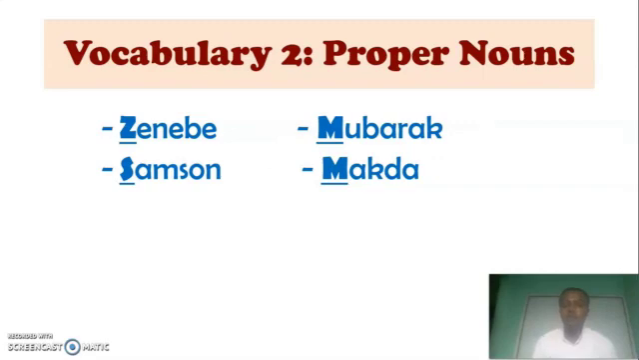The second part is about pronouns and proper nouns. Proper nouns are one type of noun. Proper nouns are basically names of people, materials, or any kind of place. What makes them unique is that when we write them, the first letter is always written with a capital letter. We are going to see these words in the dialogue that I'm going to show you later. So Zanaba, Samson, Mubarak, Makeda, these are all proper nouns or names of people.